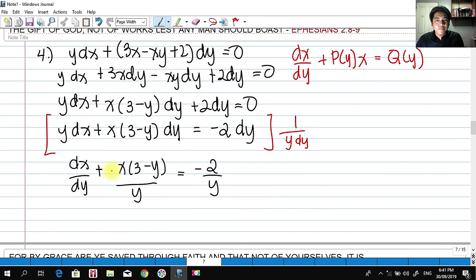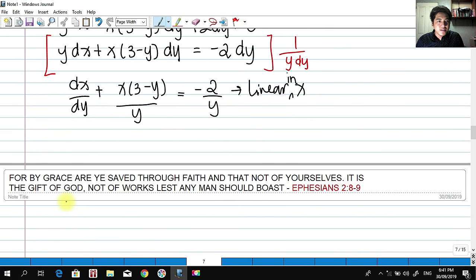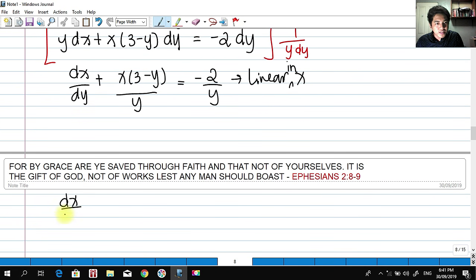Whereas, if we're going to separate x here, this is separated already: x, that is our x. This is our p of y, as you can see, purely in terms of y. And this is our q of y. So hence, that is linear. Again, linear in what? In the dependent variable x. Linear in x.